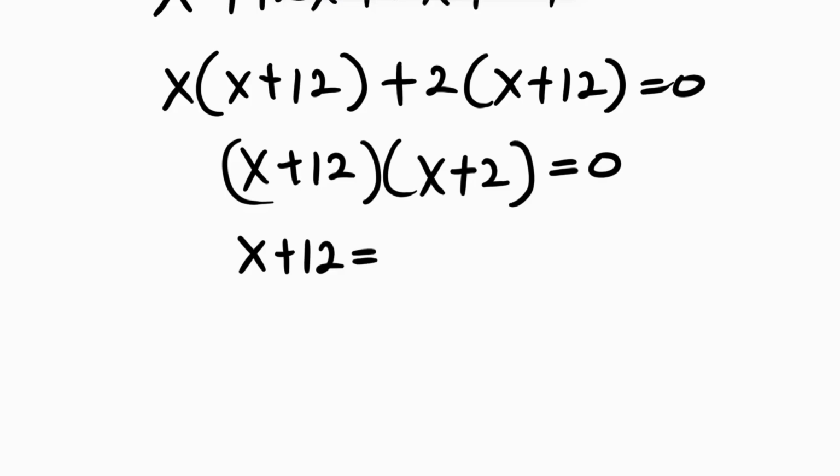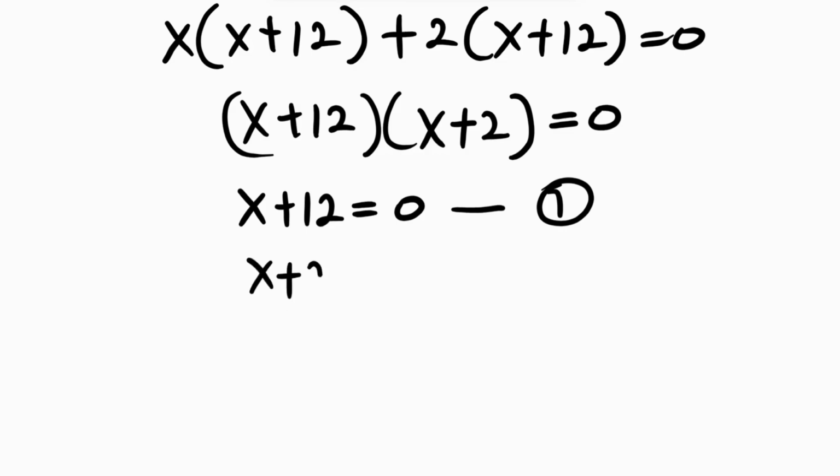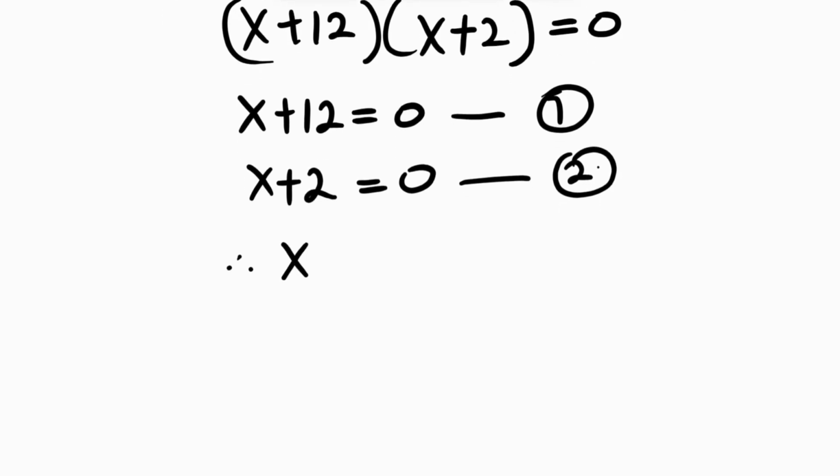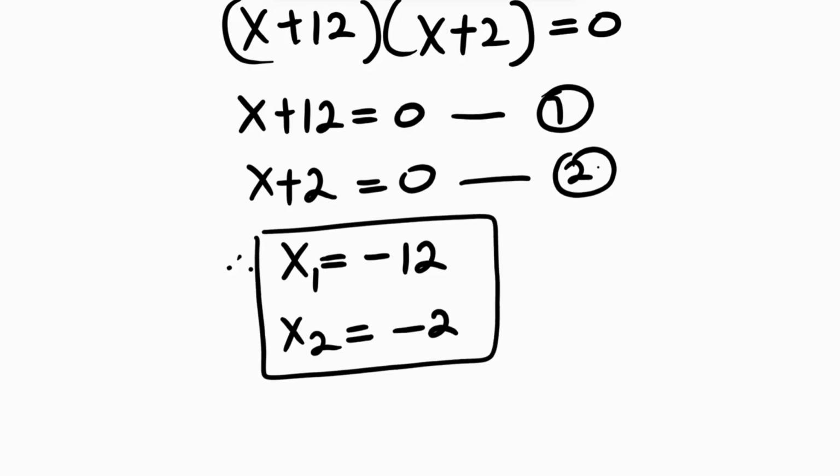x + 12 is equal to 0, equation 1, and x + 2 is equal to 0, equation 2. So therefore, the value of x is equal to minus 12, that's x1, and then x2 is equal to minus 2. These are the values of x.